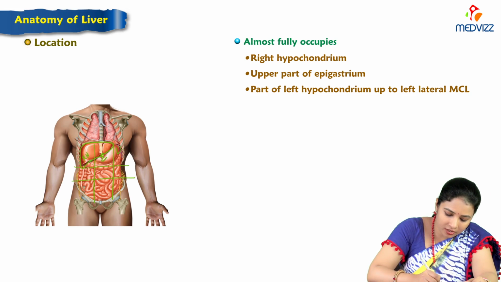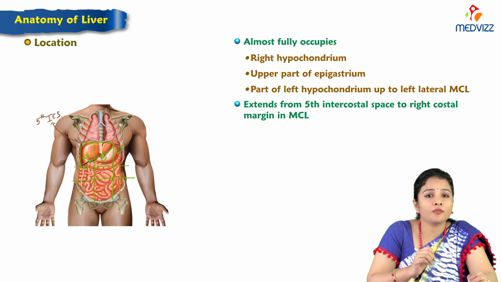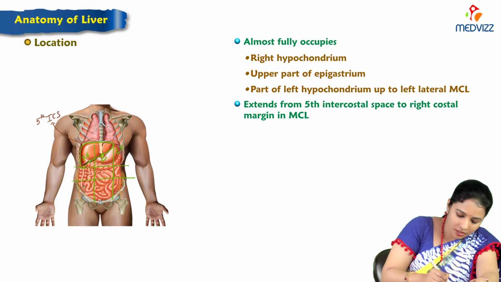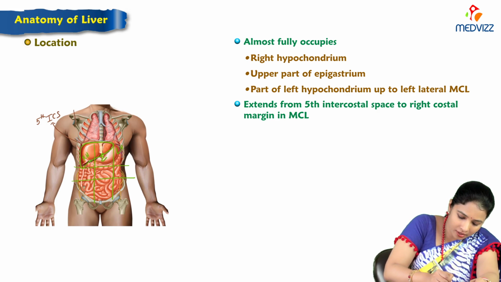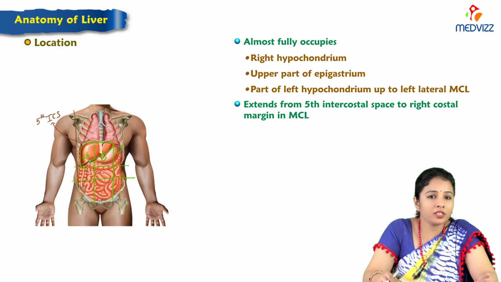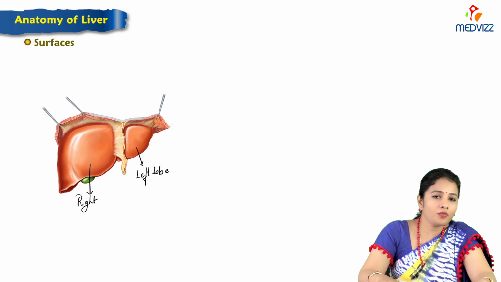It also extends to the left hypochondrium up to the level of mid-clavicular line on the left side. So it extends from fifth intercostal space to the right costal margin in mid-clavicular line. So here is the right costal margin in mid-clavicular line. So that is about the location of liver. Let's talk about the surfaces of liver.